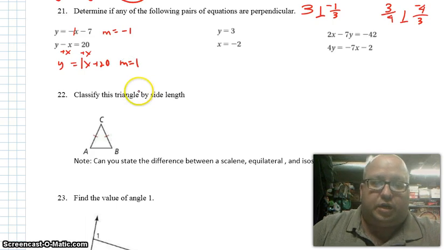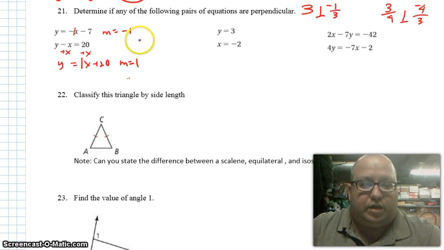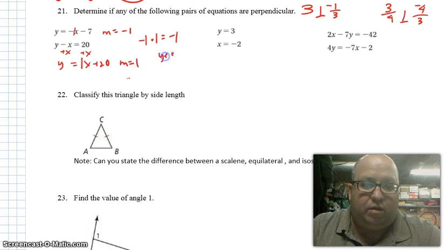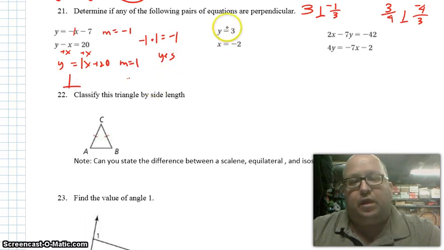Now this is a little tricky because it doesn't look that interesting. But remember what I said. If they multiply to negative 1, then they're perpendicular. And is negative 1 times 1 negative 1? Yes. These are perpendicular.